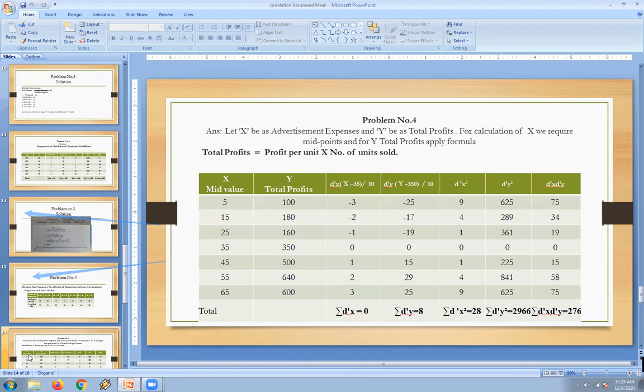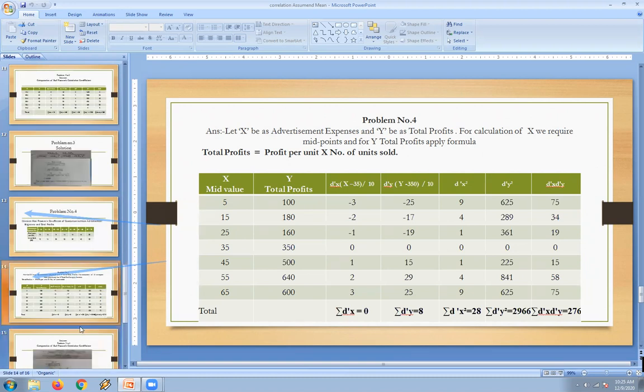So we are going to assume the X variable as advertisement expenses and the Y variable as total profits. In that X, we need to calculate only the mid values of the advertisement expenses in the first column. In the Y column, the values we have multiplied, profit per unit into number of units sold. Then here we calculated the deviation, that is X minus A divided by M.